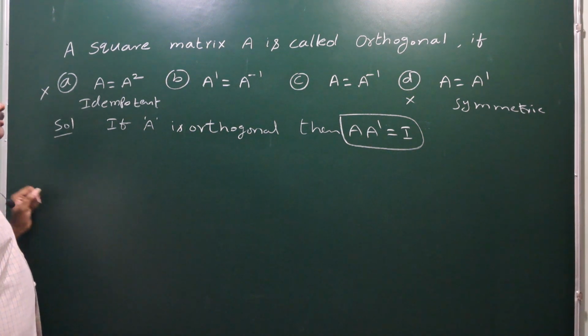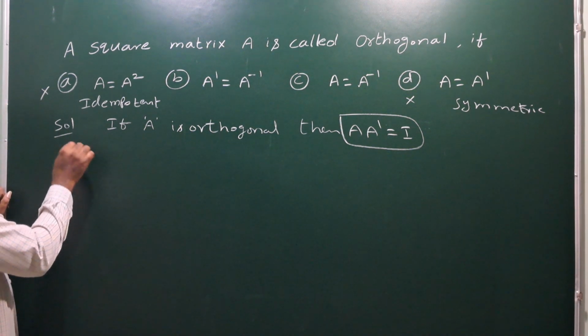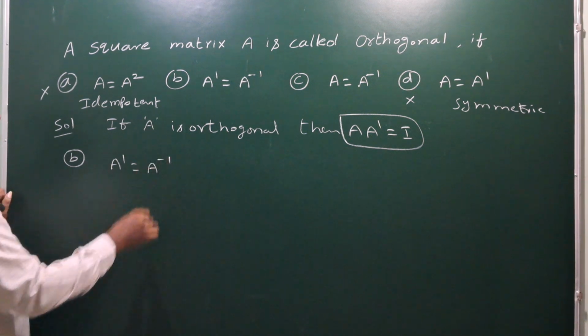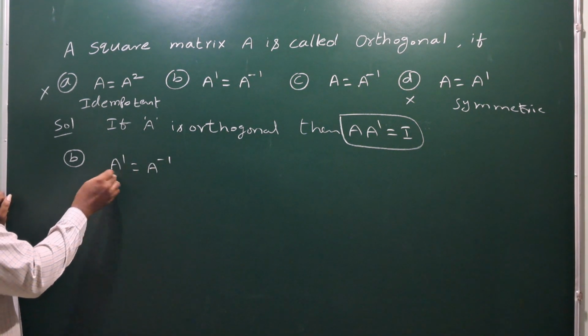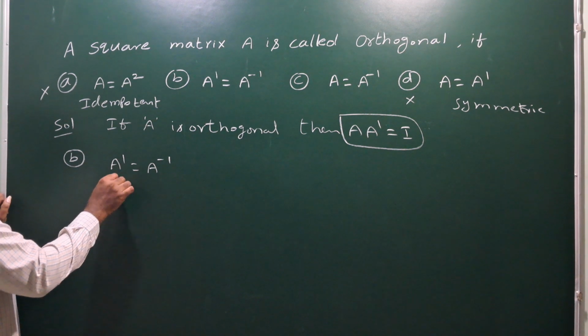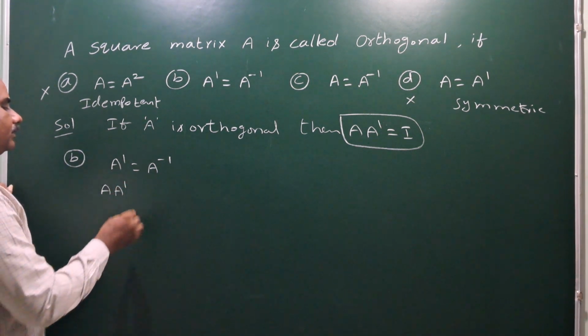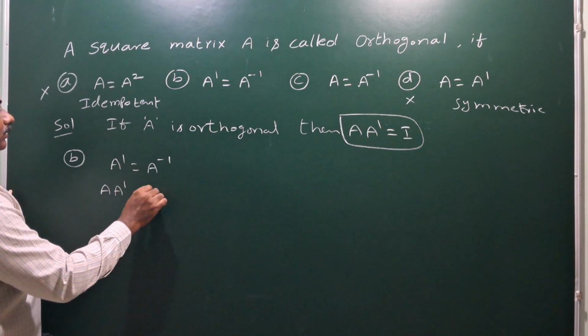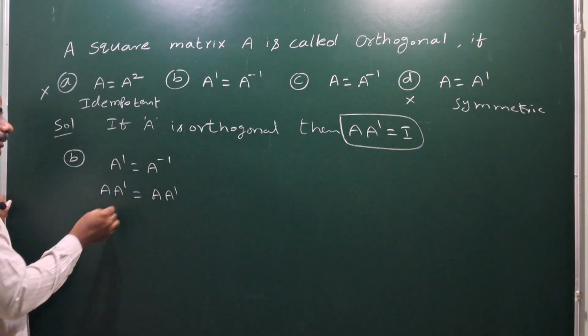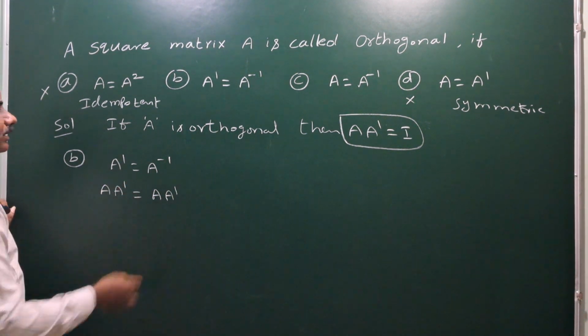So let us take option B. Let us take A dash is equal to A inverse. So we have to multiply this equation with A. We have to post multiply it or pre-multiply it, anyone we can take. So multiply this equation with A. Then we get A dash A is equal to A into A inverse.